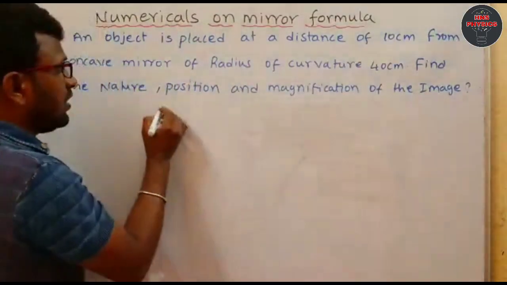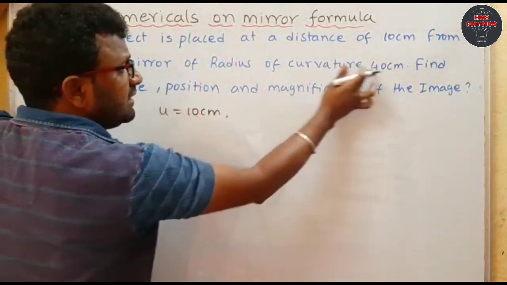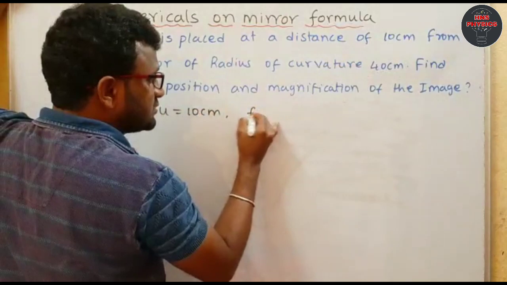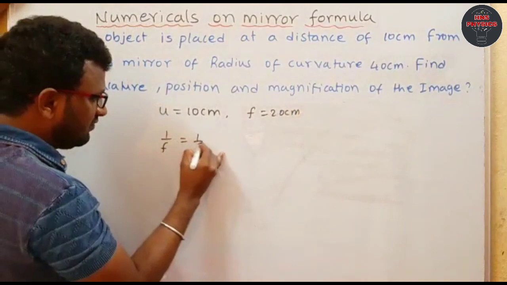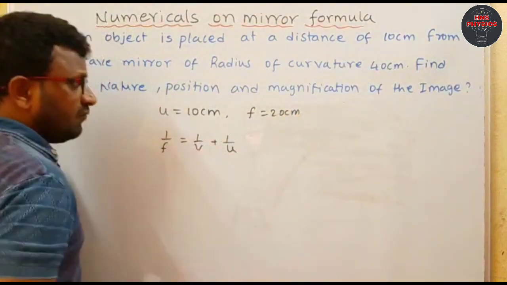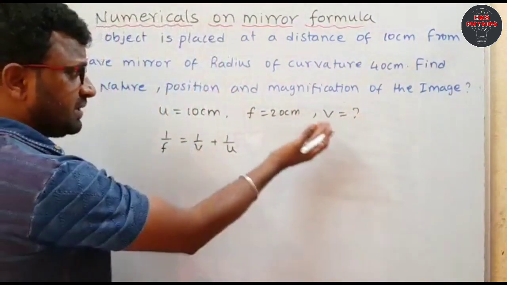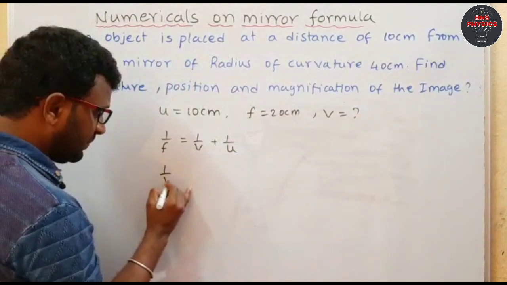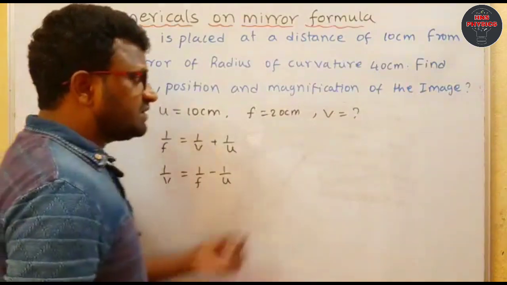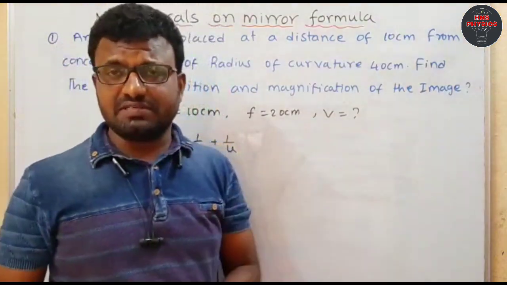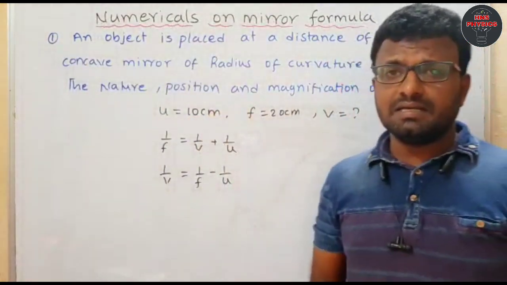The object distance given here is 10 centimeter. The radius of curvature is 40, so the focal length is 20. Now we can use the mirror formula: 1 by f equals 1 by v plus 1 by u. What is asked here? The image distance, so v is the unknown. Take that value to the left side: 1 by v equals 1 by f minus 1 by u. For the asked quantity, no need to take a sign convention. For the remaining two values, we have to take the sign convention.